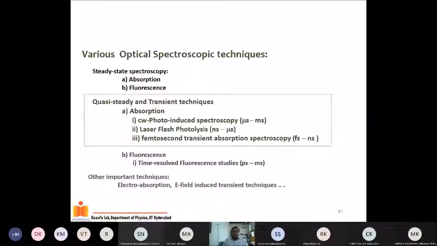Next comes the quasi-steady state or transient techniques, where I would like to focus on the other two, CW PIA and femtosecond transient absorption. Simply because laser flash photolysis uses a rather high intensity laser, and even though experiments show some data between nanosecond to microsecond, flash photolysis is not something which people routinely use to characterize their solar cell materials. Okay. But there are ways to integrate this technique and that technique so that we know what happens between these time scales.